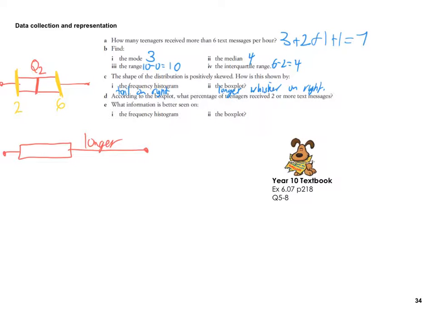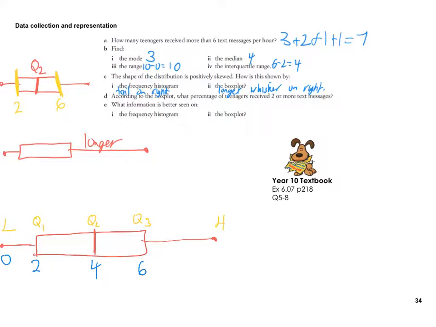Okay, part D. According to the box plot, what percentage of teenagers receive 2 or more text messages? To help solve this, I might just draw another diagram. So let's draw it out again. Now remember, we've got lowest, highest, Q1, Q2, Q3. On the actual box and whisker plot, we have 2, this is 4, just reading off the graph. This is 6. This is 0. This is 10. Just translating the actual graph to this slide.